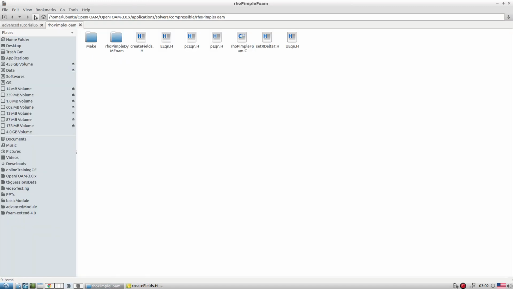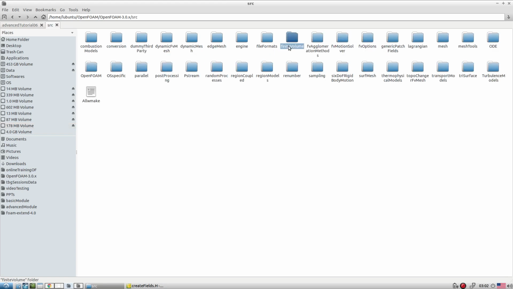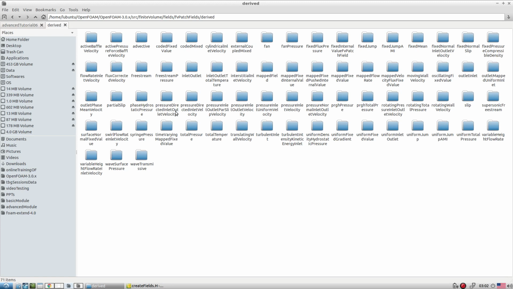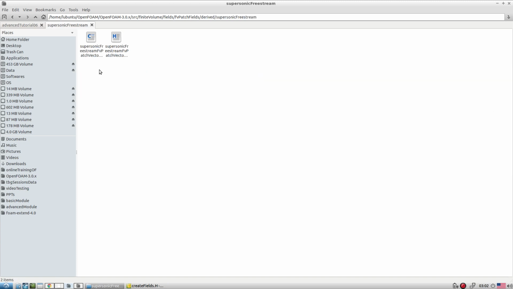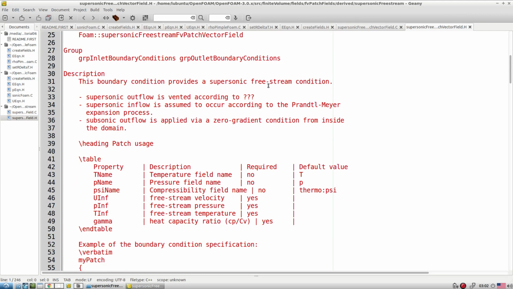Okay, then let's talk about a few things related to certain boundary conditions. So let's go to the boundary condition area. In src, you know where to look: finite volume, fields, fvPatchFields, and derived. In the derived, sometimes we have to take into account certain different classes of boundary conditions. A very important one is supersonic free stream velocity. Often we have to specify this class of boundary condition, which provides supersonic free stream conditions.